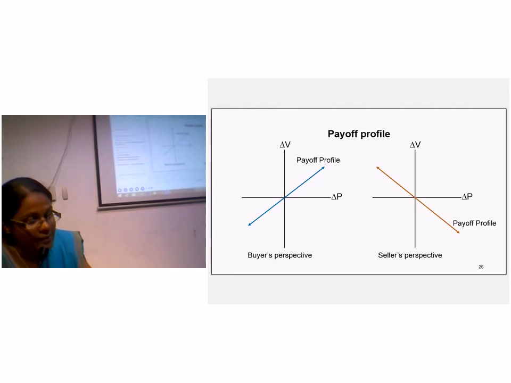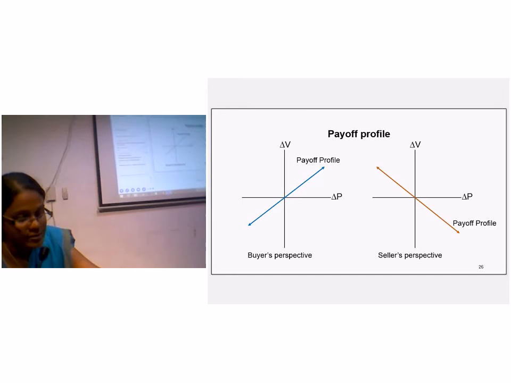The simple meaning is this: when market prices are increasing, it gives a benefit or profits for the buyer due to the forward contract, right? Clear? Right, now look at the seller's perspective.